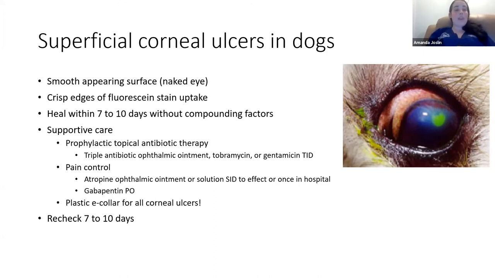Even though these are not infected, you want to start prophylactic topical treatment. My go-to is usually triple antibiotic ointment, but if they can't do an ointment, I'll use tobramycin. Atropine ophthalmic ointment or solution, at least once in hospital, is usually pretty helpful if they don't have dry eye and they don't have high pressure, because atropine will make those worse. And then gabapentin by mouth, especially for our brachycephalic breeds that seem much more uncomfortable. Any eye that gets diagnosed with an ulcer should have a plastic e-collar. Recheck within a week and it should be healed if there are no issues.